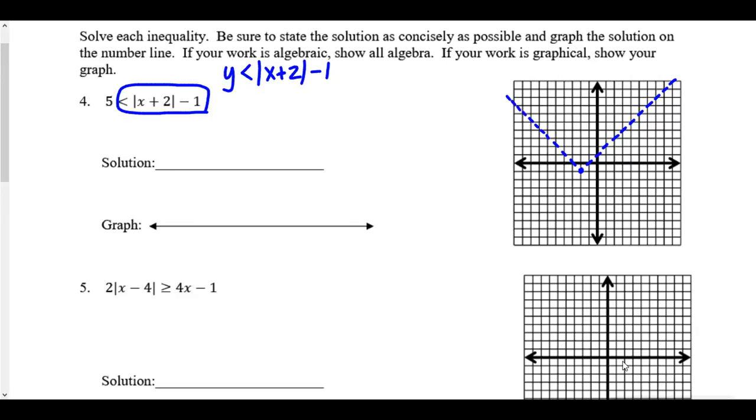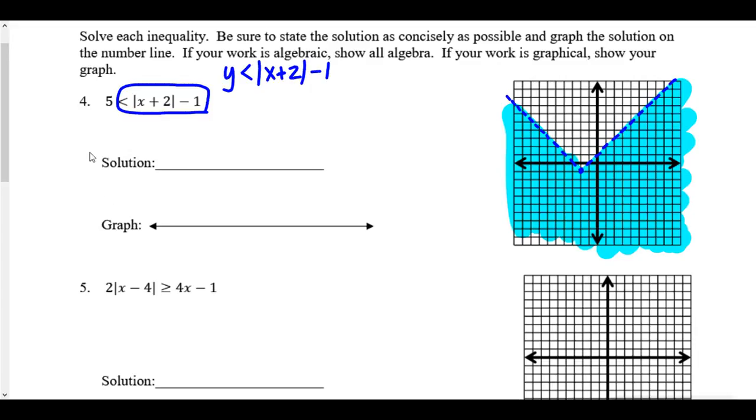I'm making my line nice and straight here. And then it's a less than, so when I go to shade this, I'm going to need to shade down for less than. So I pick any points that I want to on the curve and shade down from there. And I'm shading, in essence, the outside of this V shape, all the down area. Okay, now I need to do the next one.